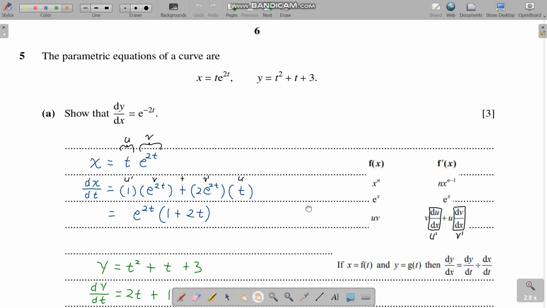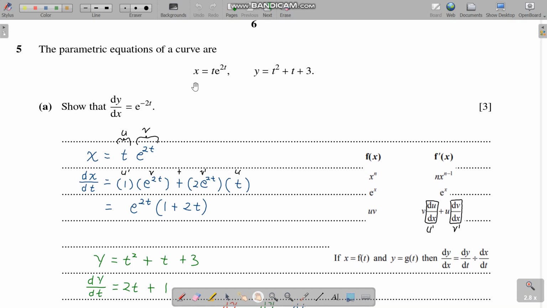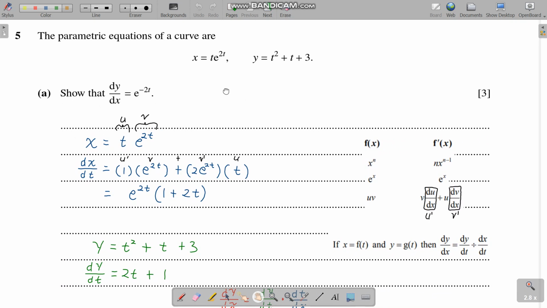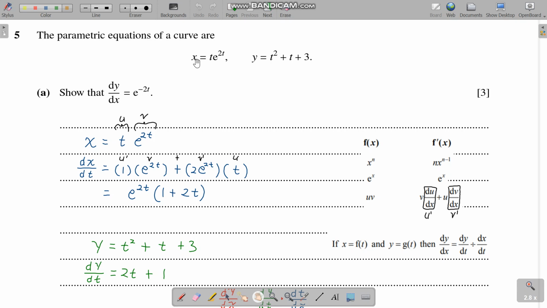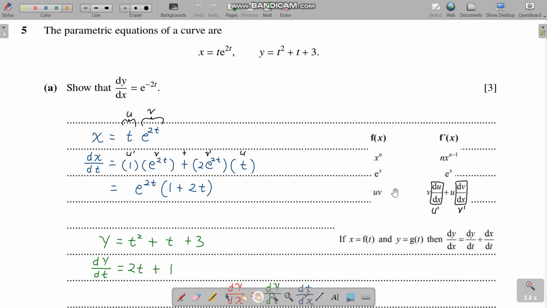Hello everyone, this question is about differentiation. So this is implicit differentiation. We have the parametric equations of curve R, x in terms of t, y in terms of t, show that dy/dx. So we're going to need some MF19 formulas for differentiation.